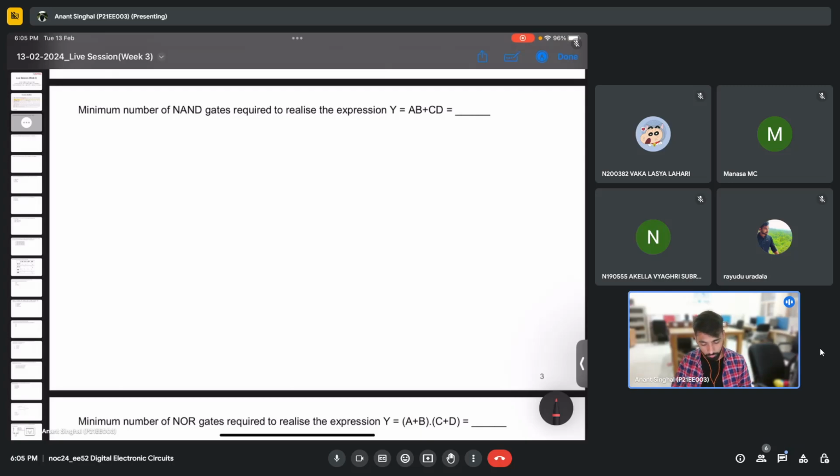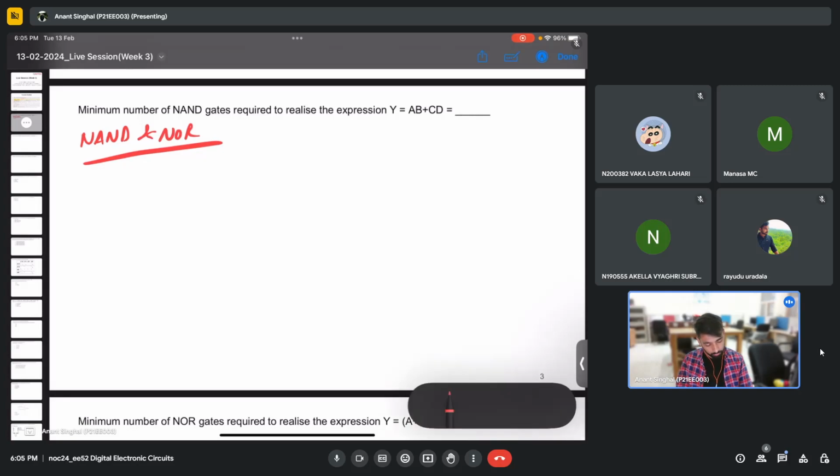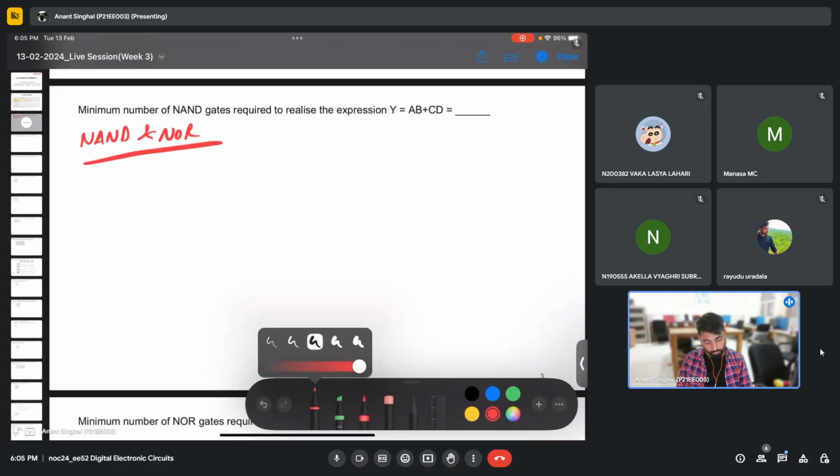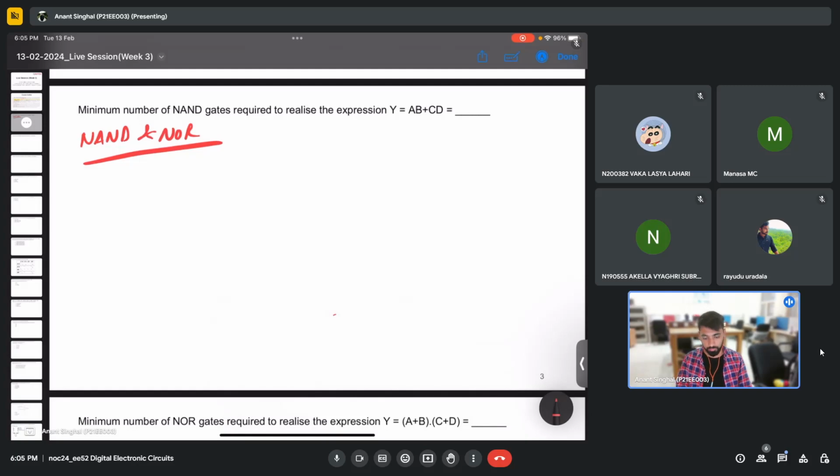So let me give you an overview again. There was a topic of universality of gates. There are several gates which are known as universal gates, which means that we can make any logic out of those gates, and those gates are basically NAND and NOR gates. And I gave several homework problems related to that, on how many minimum number of gates are required to realize certain expressions. So there are two particular implementations with NAND and NOR gates.